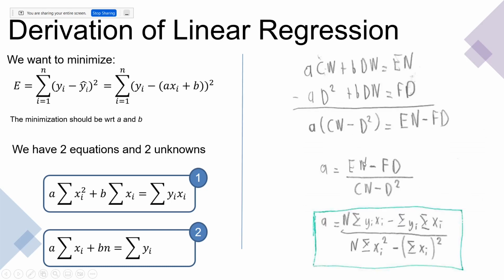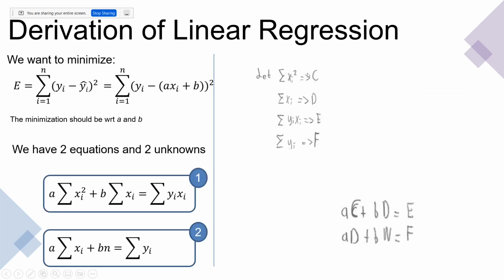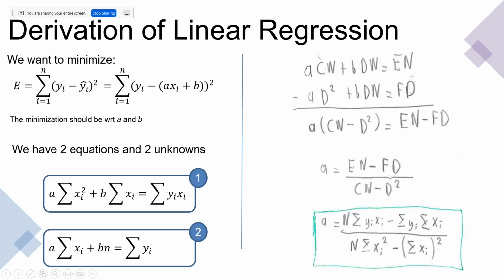So basically, a is equal to (nΣxy − ΣxΣy) over (nΣx² − (Σx)²). And remember our definitions from this slide. What were c, d, e, and f? If we put the definitions here, a is equal to this one. So remember what we had? We had x and y values. We had n observations, like the one here.